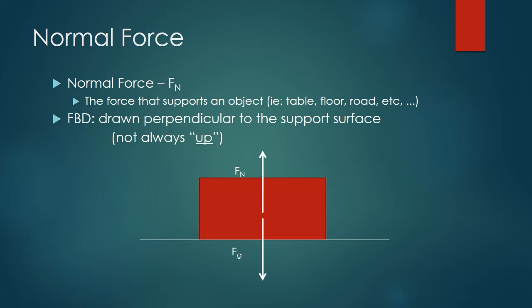But real quick, I want to just say, let's say that red brick was sitting on a hill. Well, then the force due to gravity would still be straight down, but the normal force would be perpendicular to the surface. So this would be force sub n. So keep that in mind. The normal force is not always straight up, but gravity, however, is always straight down.